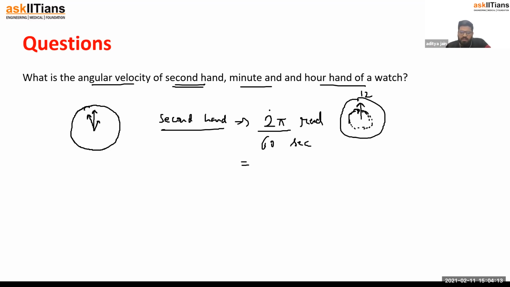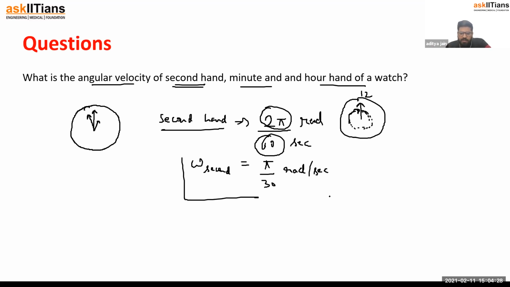So this is the total angular displacement, and this is the total time taken. This will give you the angular velocity of the seconds hand. So the angular velocity of the second hand will be pi by 30 radian per second. Is this clear?